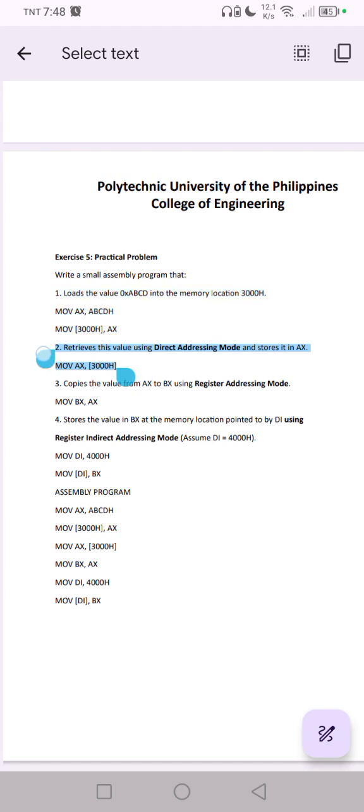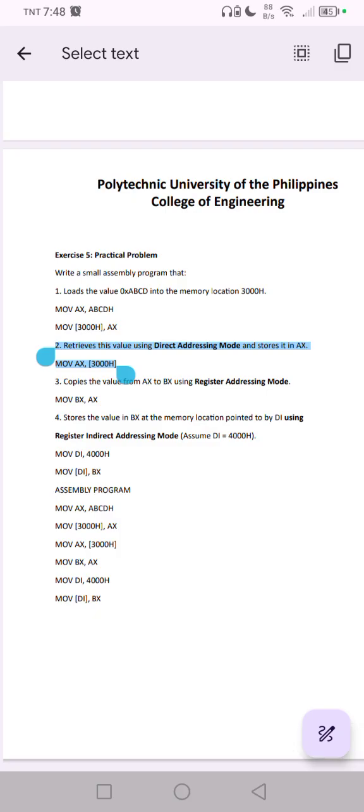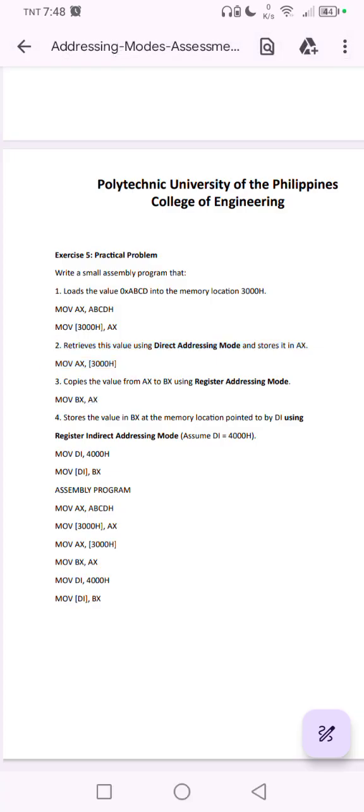So next, retrieve this value using direct addressing mode and store it in AX. So we are going to write MOV AX, [3000H]. The value stored at the memory location 3000H is loaded in AX. This is a direct access to the memory. Simple as that. You input MOV AX, [3000H] so that it will directly address the memory.